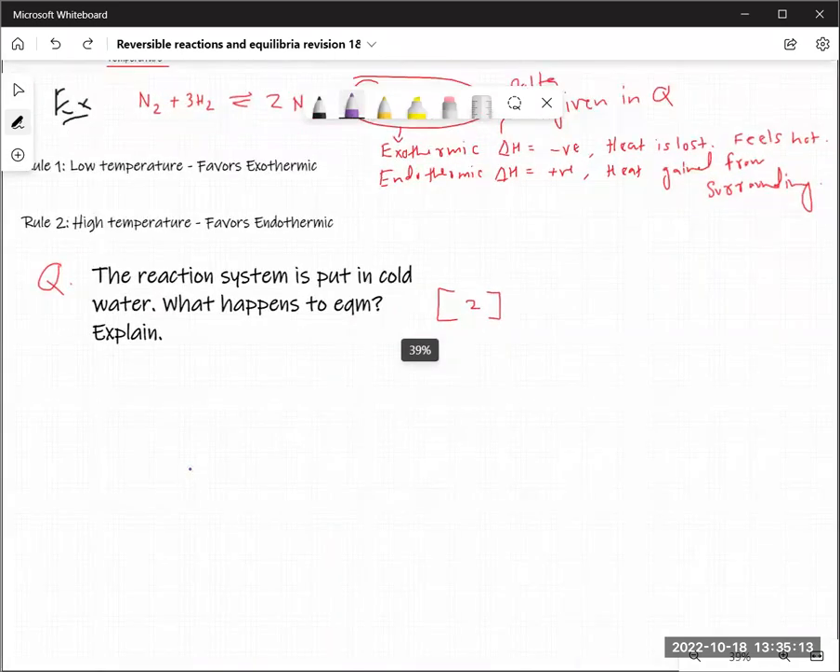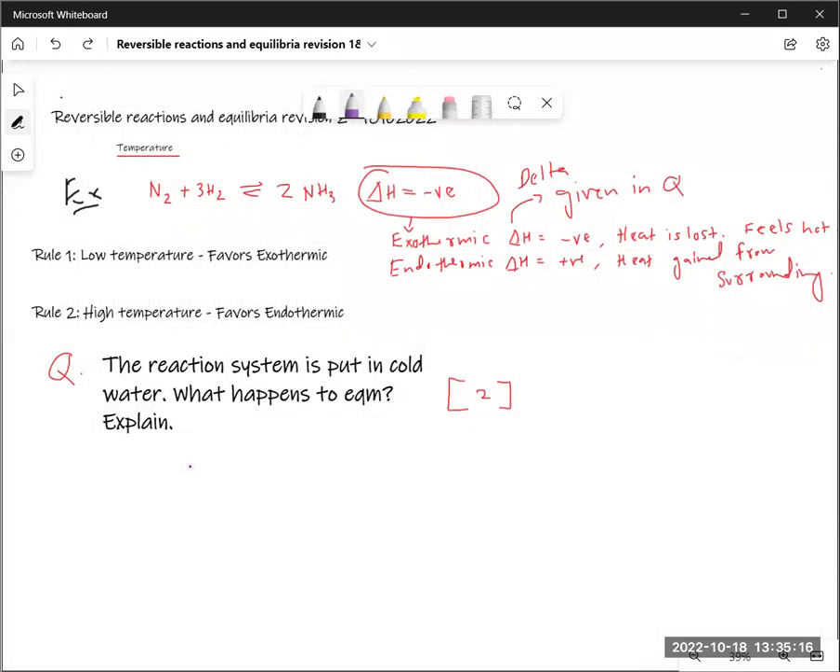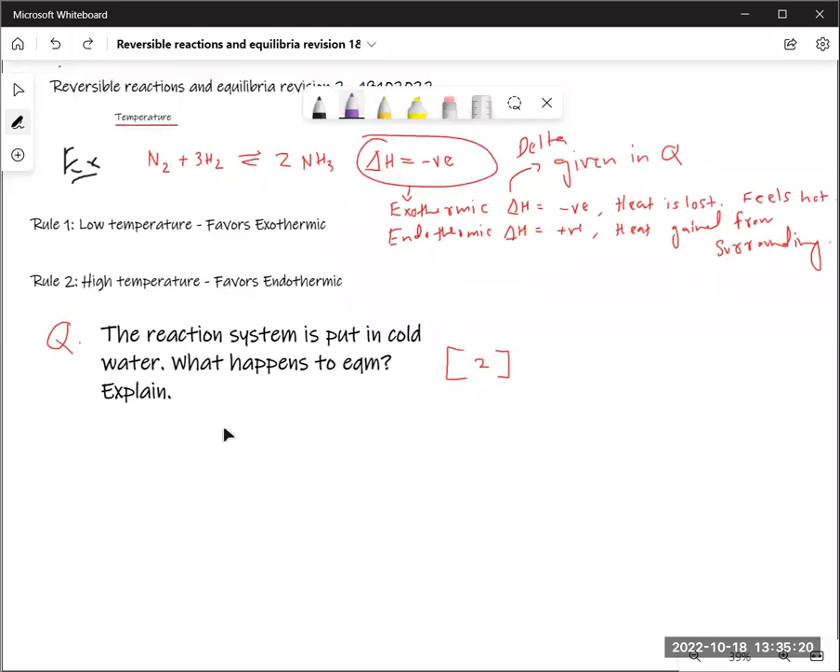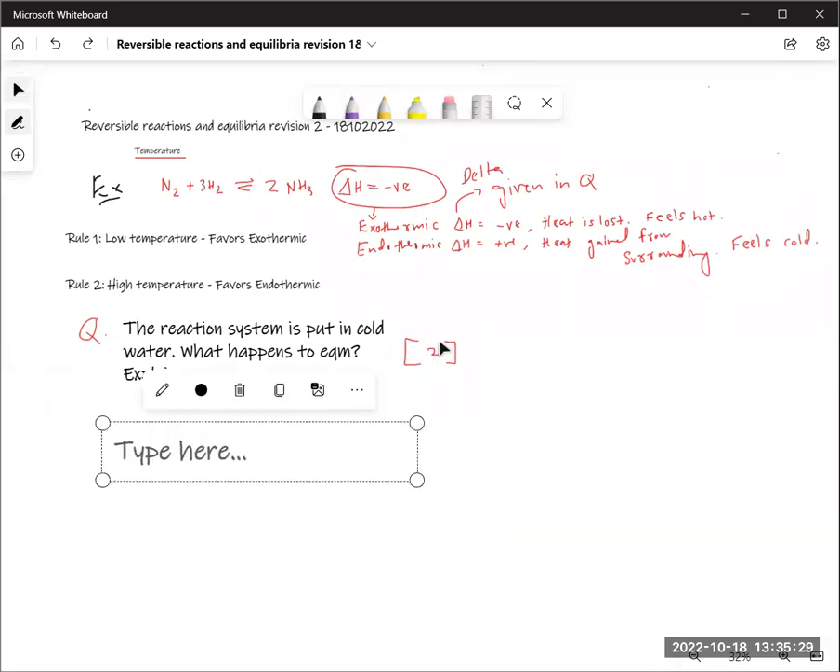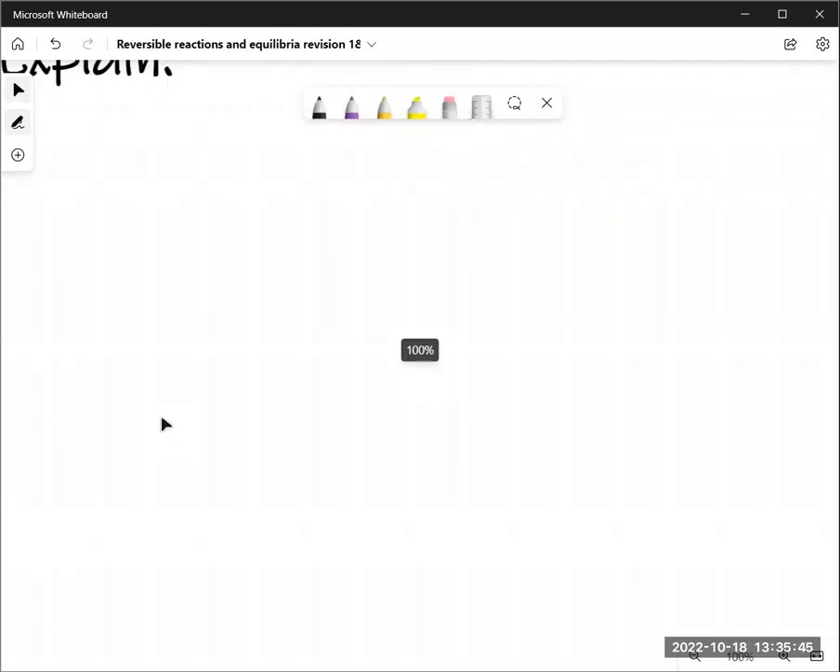Now, in this case, what we have to do is, let's see. Now the reaction system is put in cold water. What happens to equilibrium? Explain. Now you gave me the answer, but we have to write it in two points. It's 2 marks, so 2 points. And always, Manvi, in the exam, I want you to have bullet points. Don't write a paragraph. Is that clear? Because it's much harder to get marks if you write a paragraph. So 2 marks, we get 3 points.